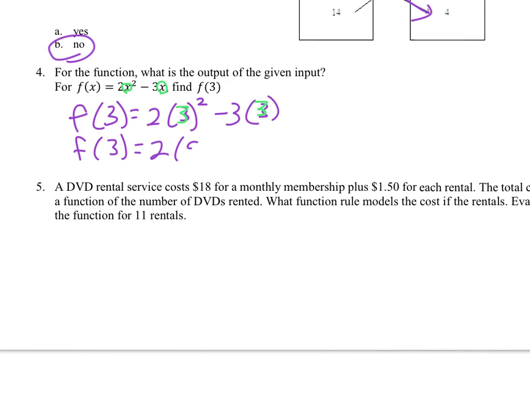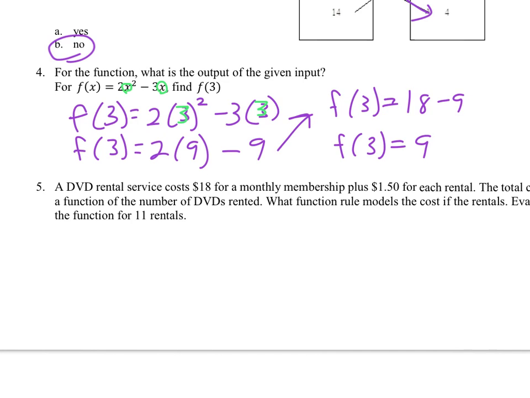When we square 3, we get 9. Now we are able to also multiply this 3 by 3 at the same time because the different terms are separated by subtraction. If we go up here, we see we have f of 3. And then 2 times 9 would be 18, so f of 3 ends up equaling 9.